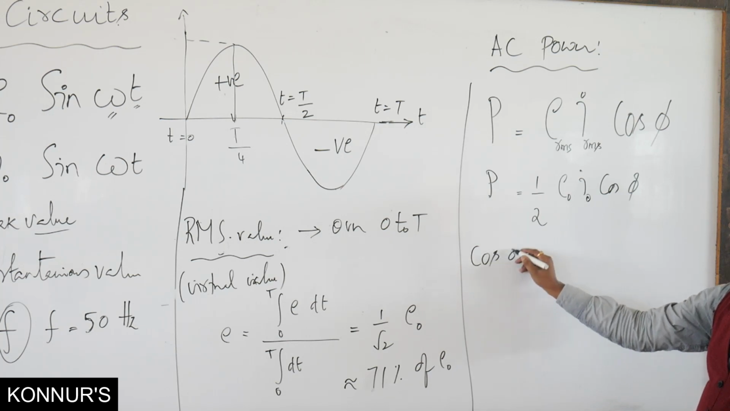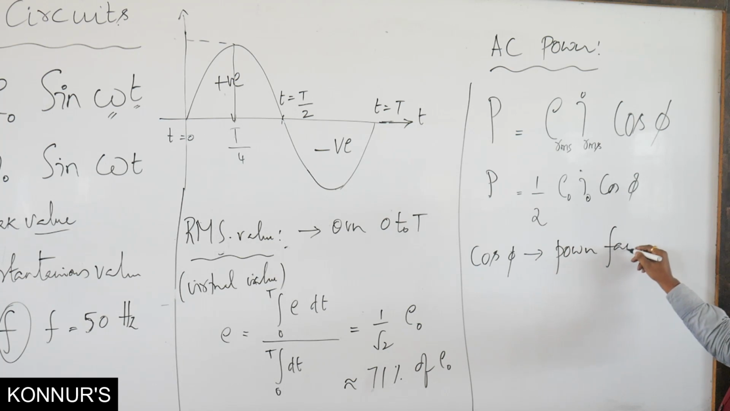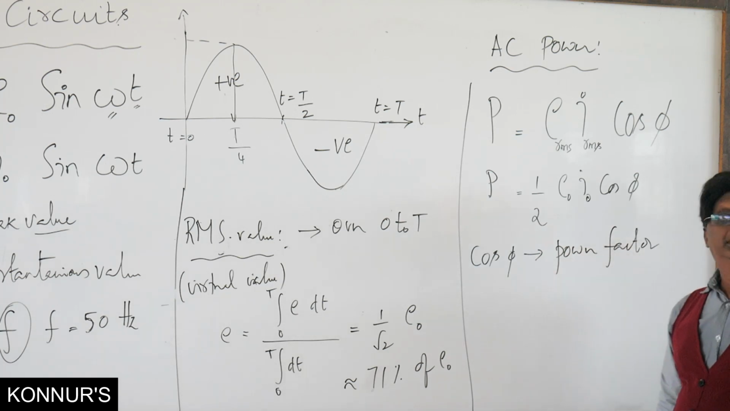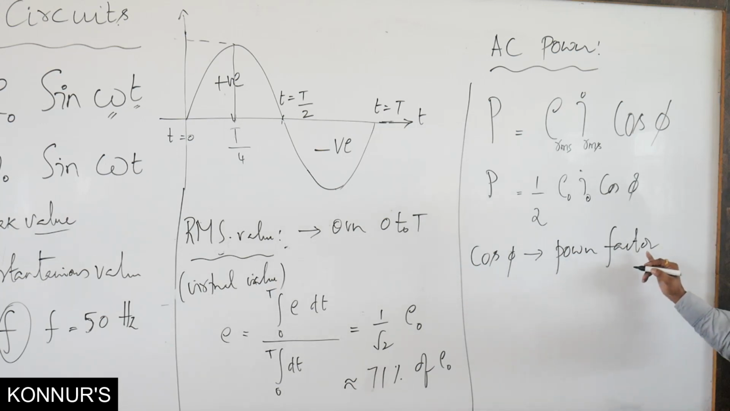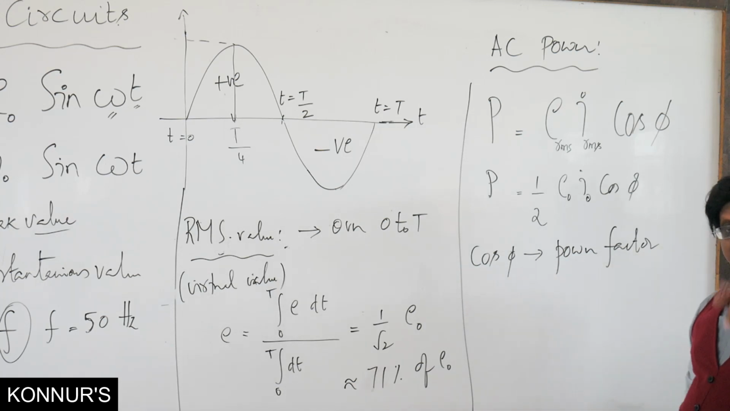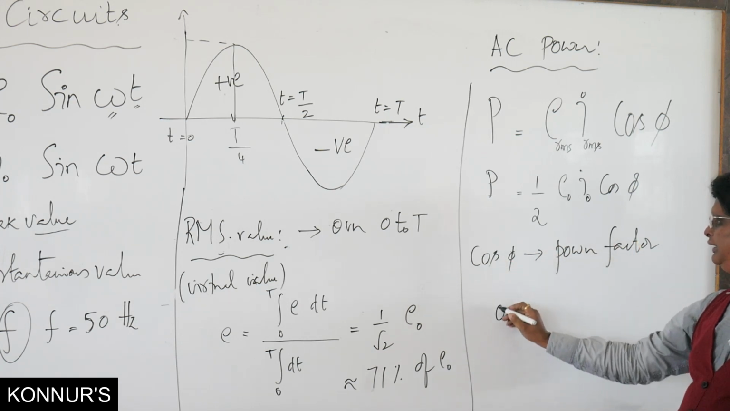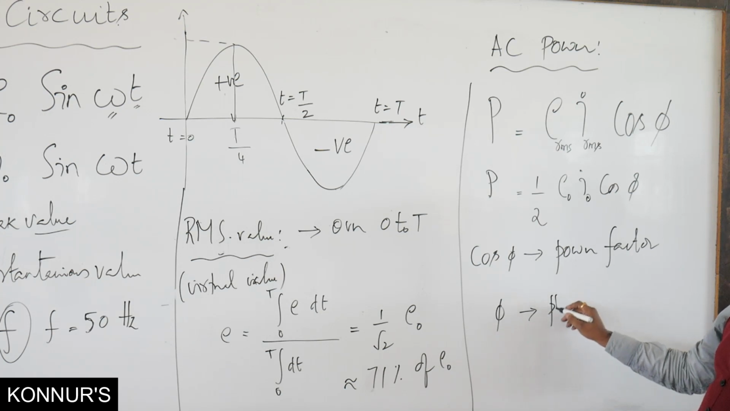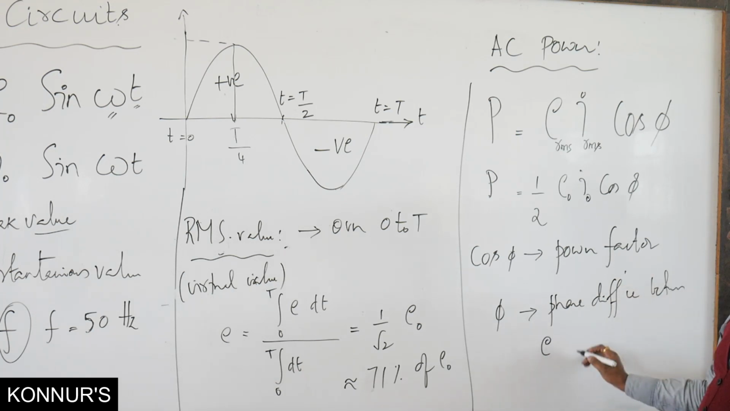This cos phi is called the power factor of an AC circuit. Power factor. I told you the terminology, a very key thing. Cos phi, the power factor. And therefore you can see that this power factor depends upon the phi value, and this phi is the phase difference between AC voltage and AC current.